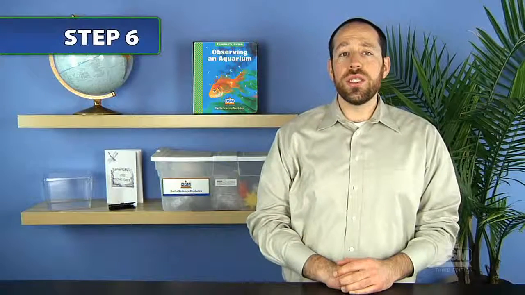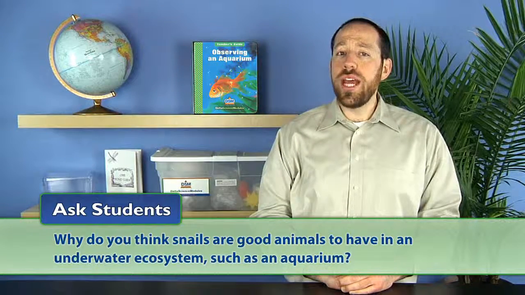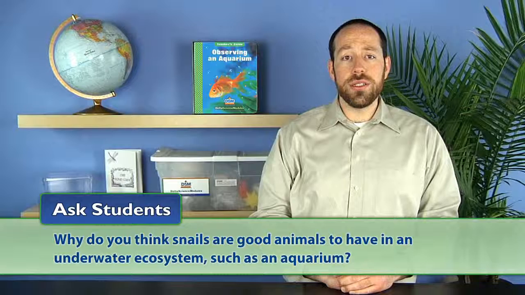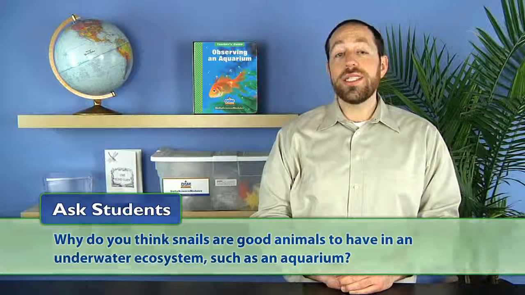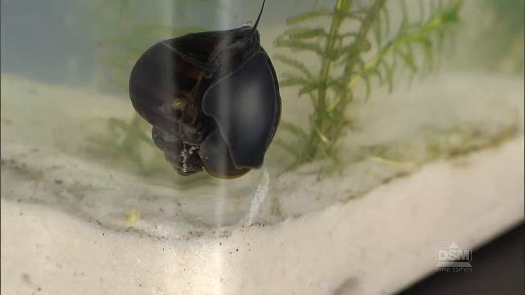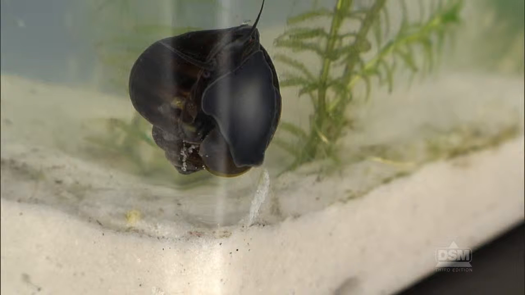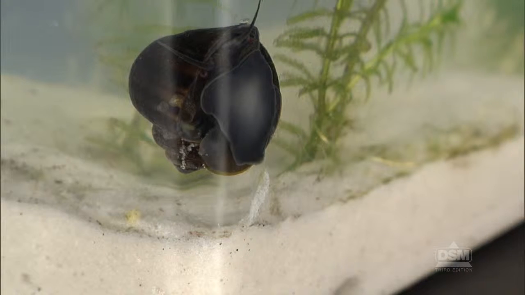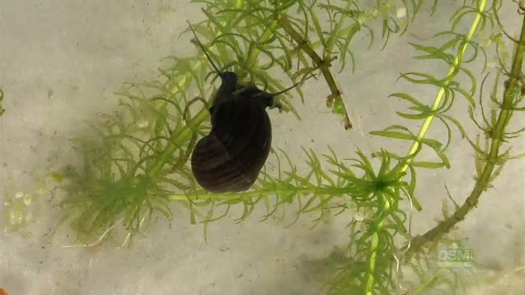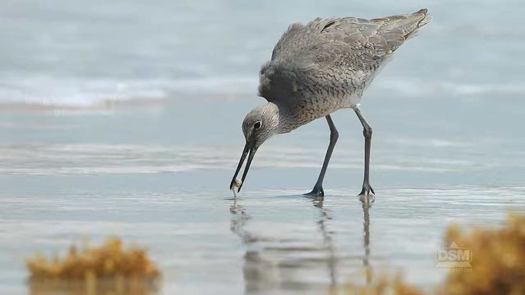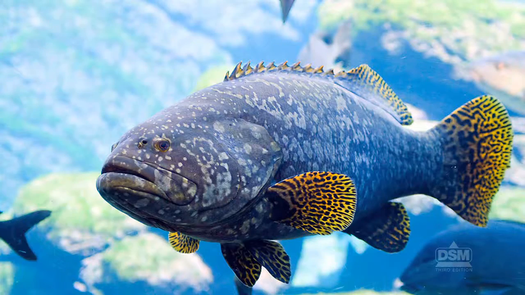Finally, ask students, why do you think snails are good animals to have in an underwater ecosystem such as an aquarium? Snails keep the walls of the aquarium clean by eating the algae that grow there. They also eat the leftover food, decaying plants, and dead platies. In the wild, snails do all of this, plus provide food for birds, larger fish, and some water animals. When they die, their bodies decay and provide food to smaller organisms.